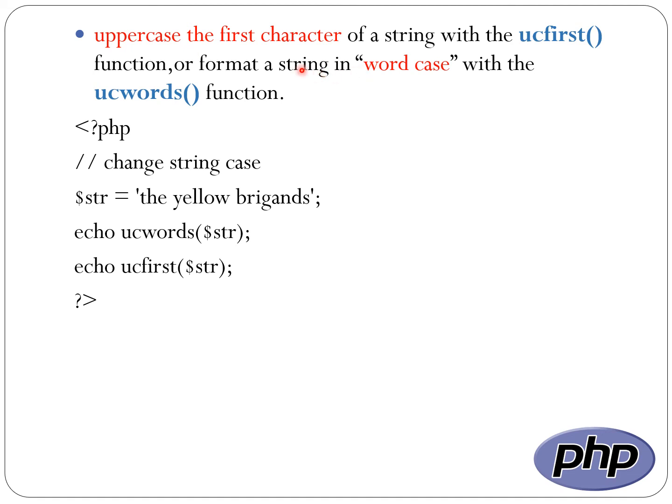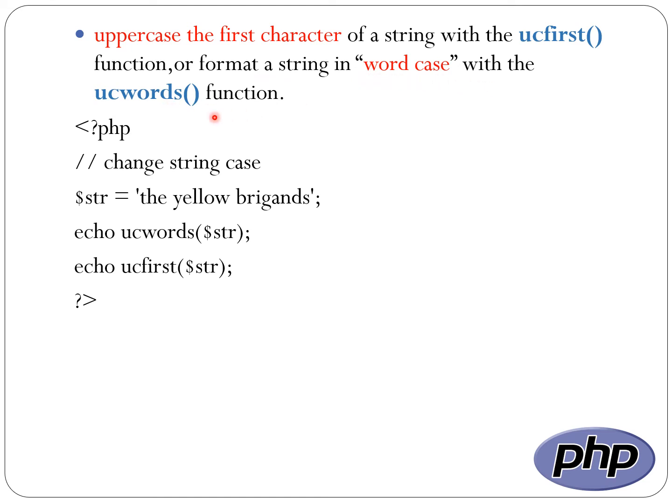Here we can see two functions, ucfirst and ucwords. Both these functions are used for making the string value uppercase. ucfirst uppercases the first character of a string. So the ucfirst function is used for making the first character of a string uppercase. Then ucwords formats the string in word case.